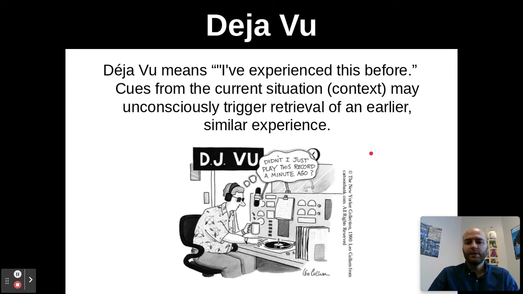Another retrieval cue, déjà vu. Déjà vu means I've experienced this before, right? And we've all had that feeling where you stop and you're like, what? Is this a glitch in the matrix? What happened? Have I done this before? This is just cues from the current situation or the context around you that unconsciously trigger retrieval of an earlier similar experience. So you're unconsciously experiencing something similar to what you have in the past, and it makes you feel like you've done it before, which you kind of have, something similar to it. And that's that feeling of déjà vu.